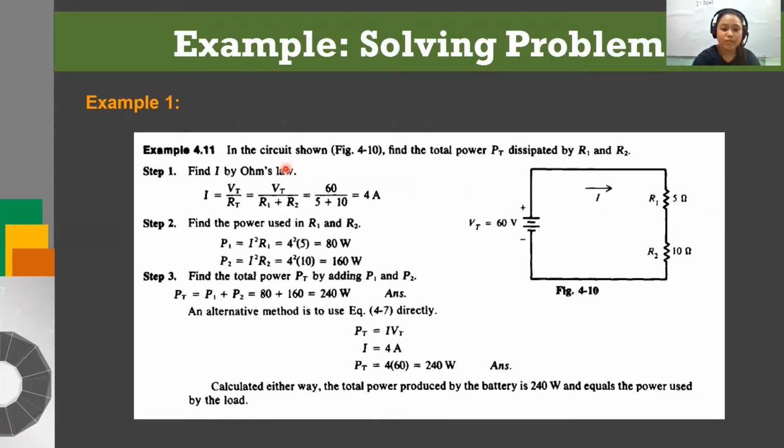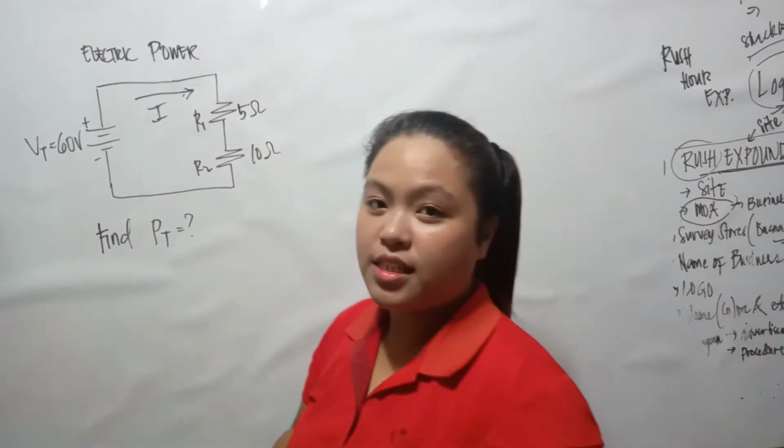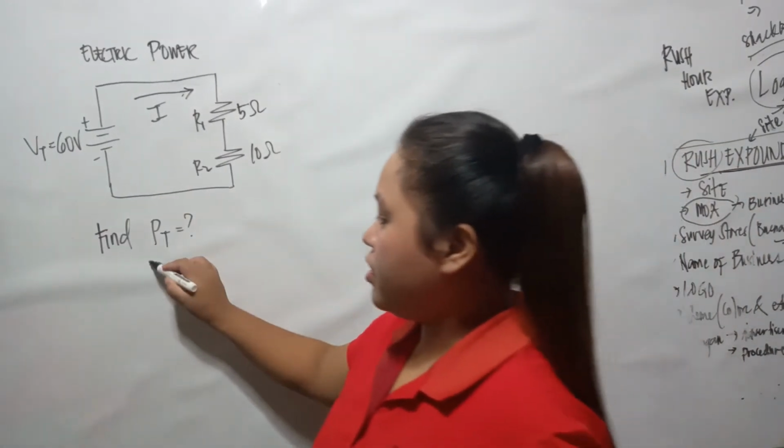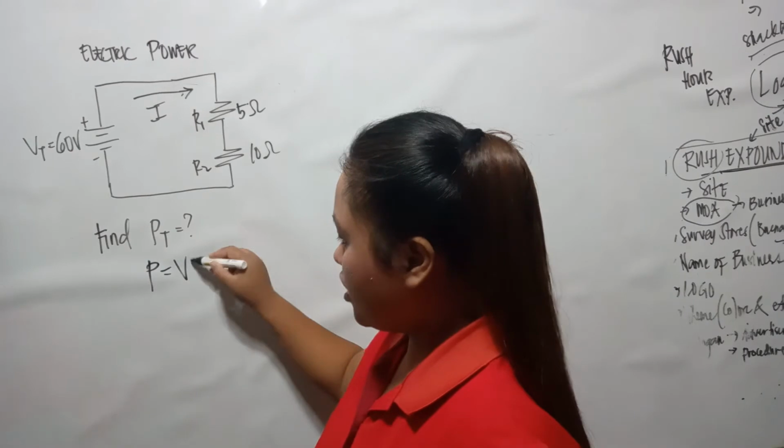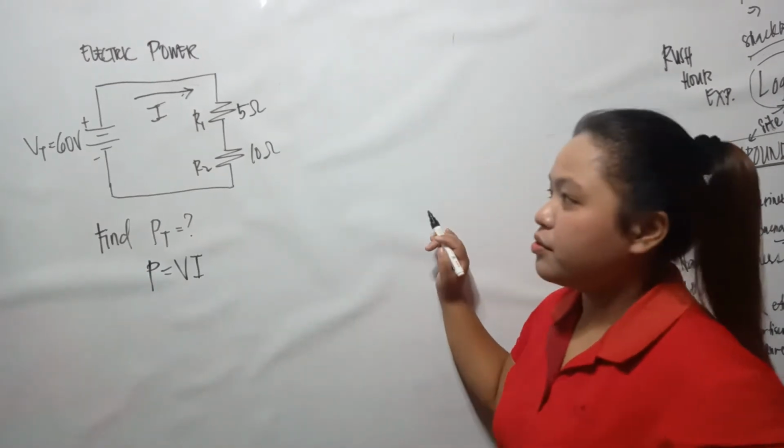So, an example for solving a problem on power dissipated in a circuit. In the circuit shown in the figure, we have a 60 volts voltage source. We have the current I in this direction. We have resistor 1 with a value of 5 ohms and resistor 2 with a value of 10 ohms. We know that the formula for power is equal to voltage multiplied by current.